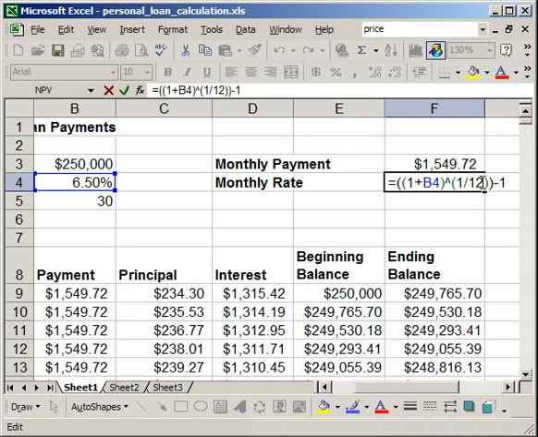So if it was semi-annual, just change this to a 2 instead of 12, and it's going to get you the right number. So that's how you do the monthly rate.